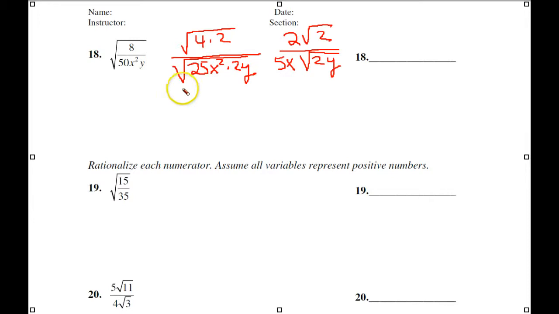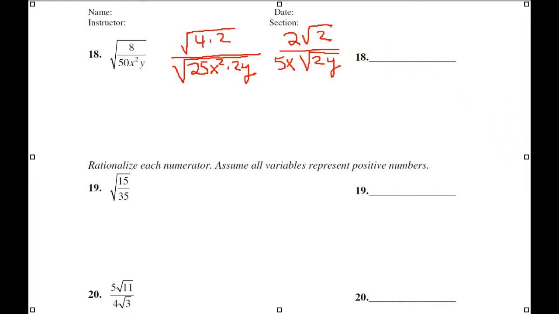So in number 18, they're giving us a challenge. So we have some preliminary work to do. Notice that 8 is square root of 4 times the square root of 2. So if we take out the square root of 4, we get 2, the square root of 2. And 50 is 25 times 2. And x squared is already a perfect square. So if we do this simplification, this is what we are at.